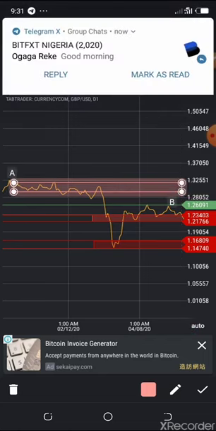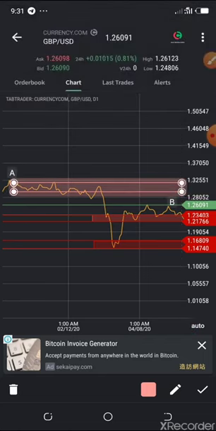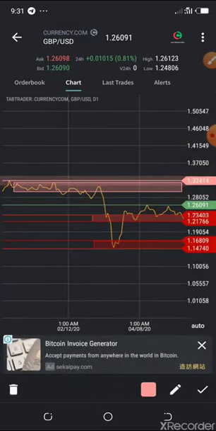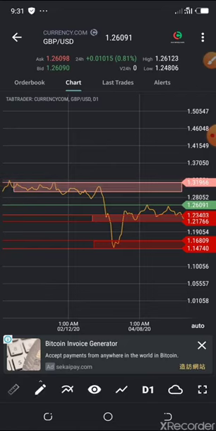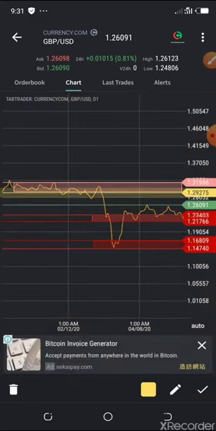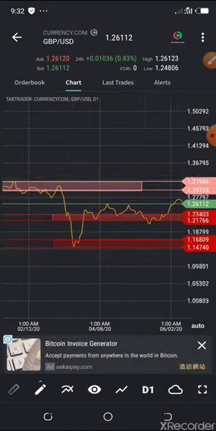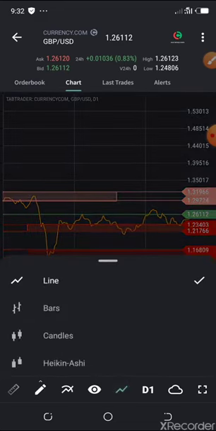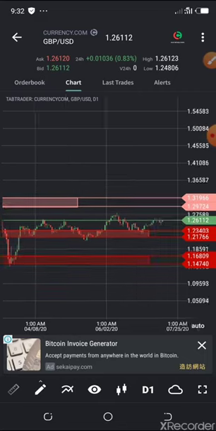So I highlighted this. Good. You don't have to fill your chart with lines. It should be very obvious to you. Remember I said what might be support for me might be resistance for you. After you must have drawn this, you now convert it back to a candlestick chart. Change it back to a candlestick chart.